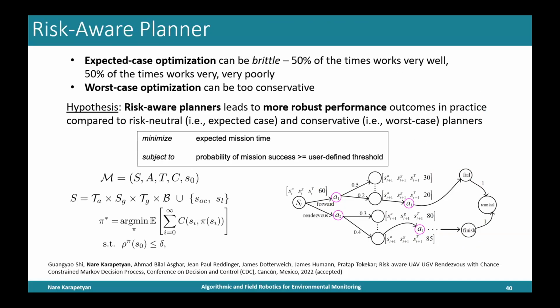The way that we did it, we used a risk-aware planner to minimize the expected mission time subject to the probability of the mission failing being no more than a tolerance rate that has been defined by the user. And the way that we did it was to define it as a chance-constrained Markov decision process, where each of the states describes the locations that each of the robots has to travel, plus the energy consumption of the robots.